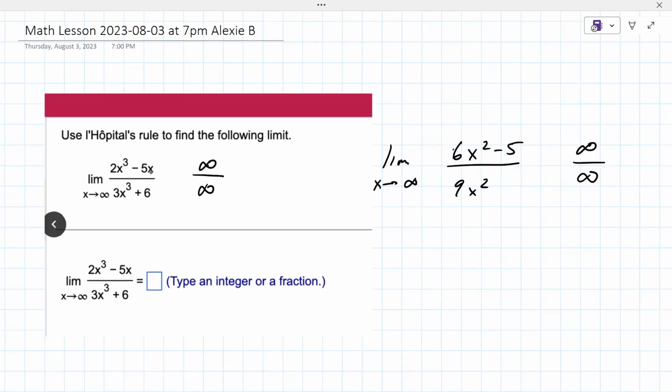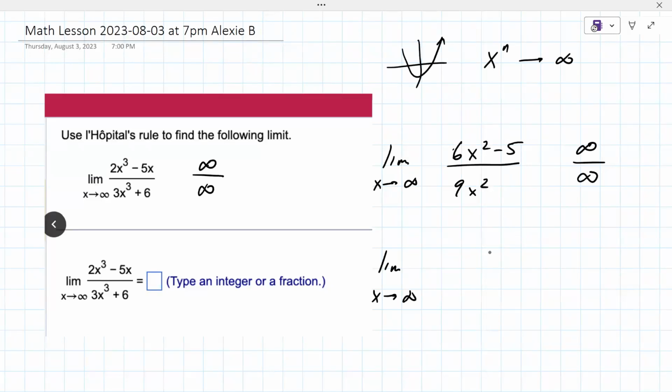Are you seeing this from a graph? Well, kind of, yeah. I mean, you're supposed to know that x to the n always goes to infinity or negative infinity. So 6x squared minus 5 looks like this, and so it goes to infinity. And with 9x squared too.